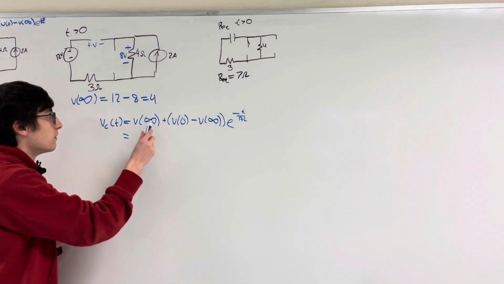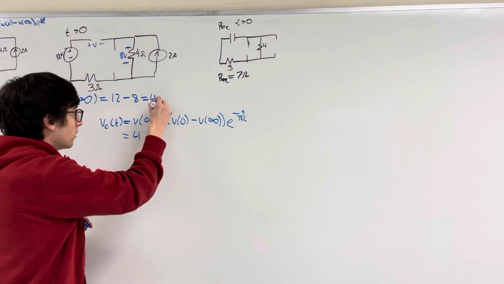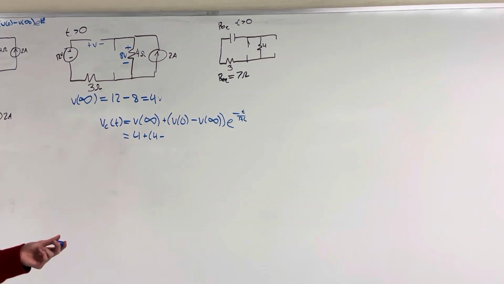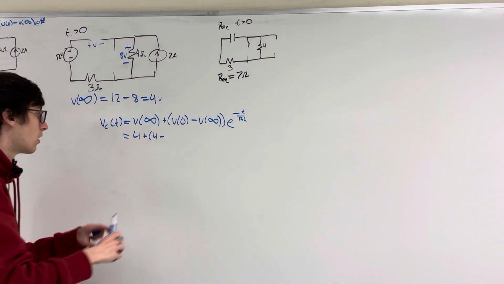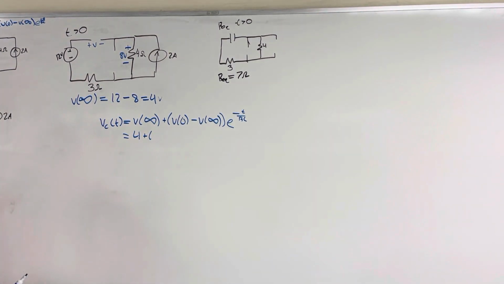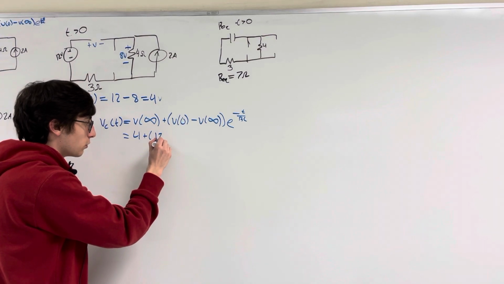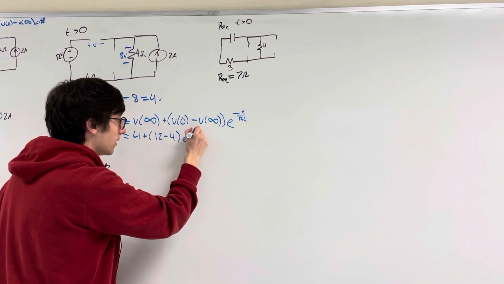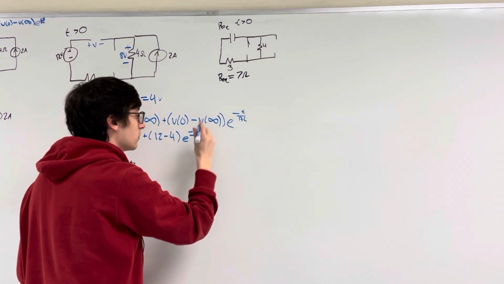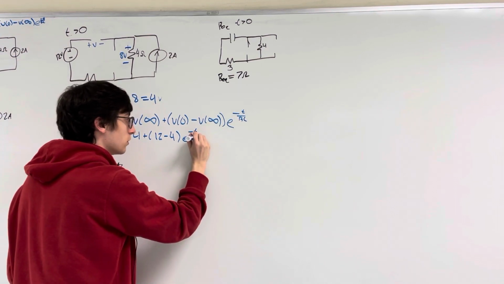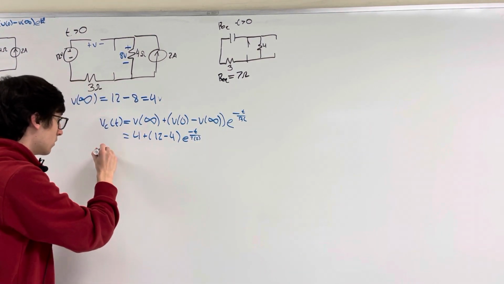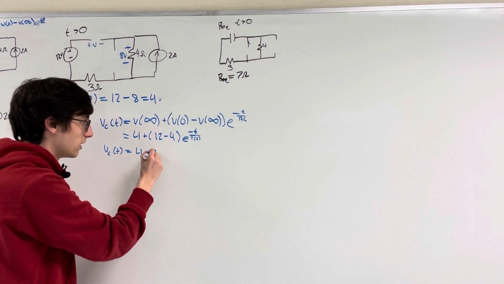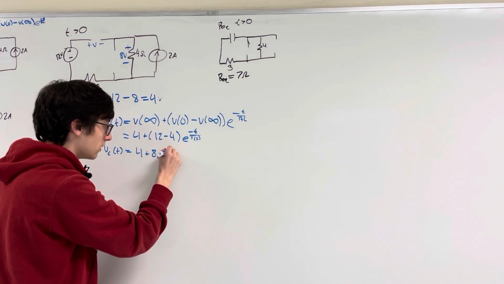So we found that V infinity is just equal to 4 volts. So it's going to be 4 plus 4 minus our V of 0, which we solved over here, was 12 volts. So it'd be 12 minus our V infinity, which is 4, times e to the negative t over Req, which we know is 7, times the capacitance, which we know is 2 farads. So Vc of t is simply going to be 4 plus 8 e to the negative t over 14.